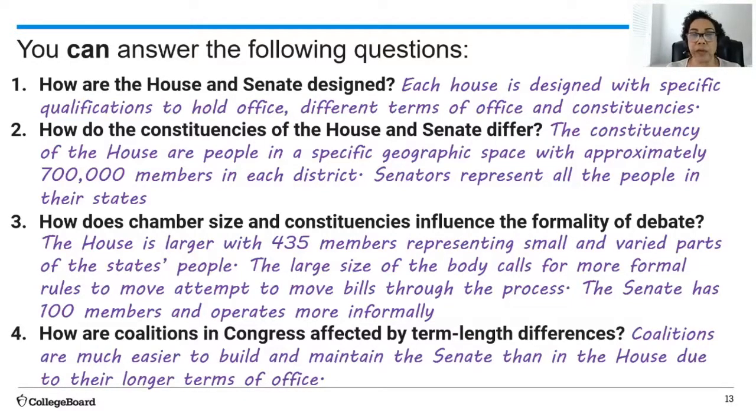In terms of how it influences debate and formality, we have to be more formal over in the House in order to get legislation to move through. And then the opposite is true in the Senate. With fewer members, they can operate more informally. We know that the term length differences can make a difference in terms of your ability to form coalitions and relationships with other members in your body or over on the other side.